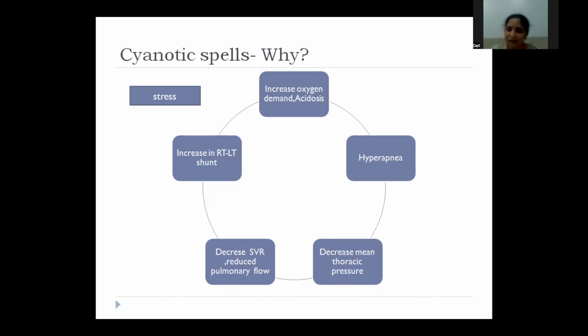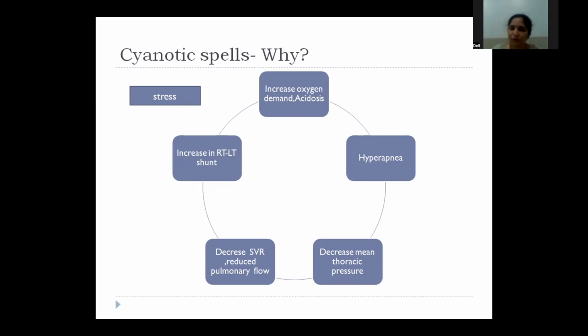So again, the consequence of this hyperpnea is a decrease in thoracic pressure, and there is a decrease in the SVR. So there is reduction in the pulmonary blood flow, and again an increase in the right to left shunting. The patient again has more hypoxia. This vicious cycle goes on, and the baby becomes very cyanotic and anoxic, limp, or sometimes maybe unconscious or has convulsions.